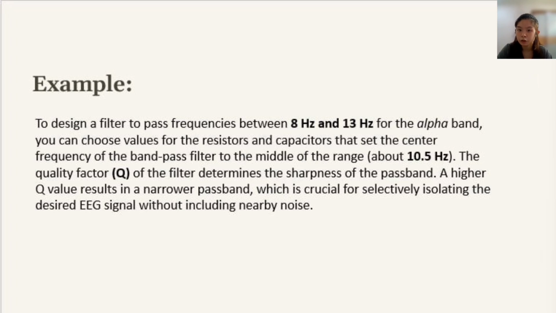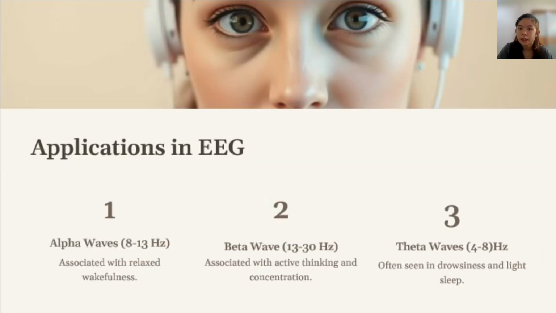The quality factor of the filter determines the sharpness of the pass band. A higher Q value results in a narrower pass band, which is crucial for selectively isolating the desired EEG signal without including nearby noise. Second-order circuits in EEG systems are essential for analyzing various brain states.